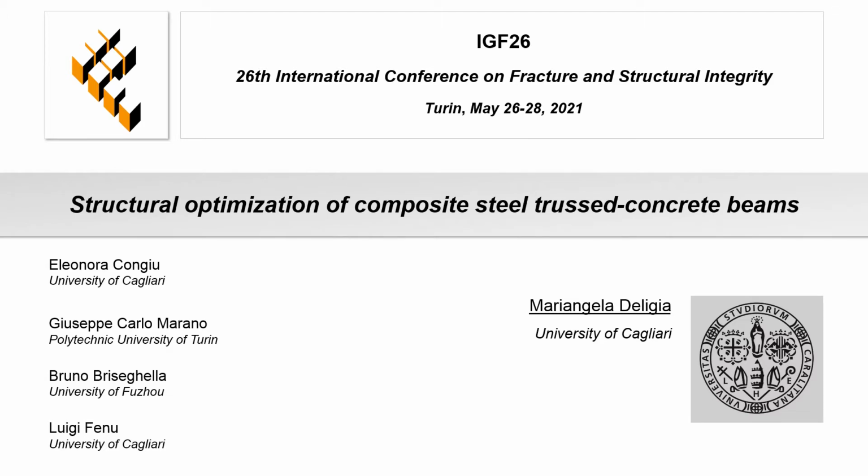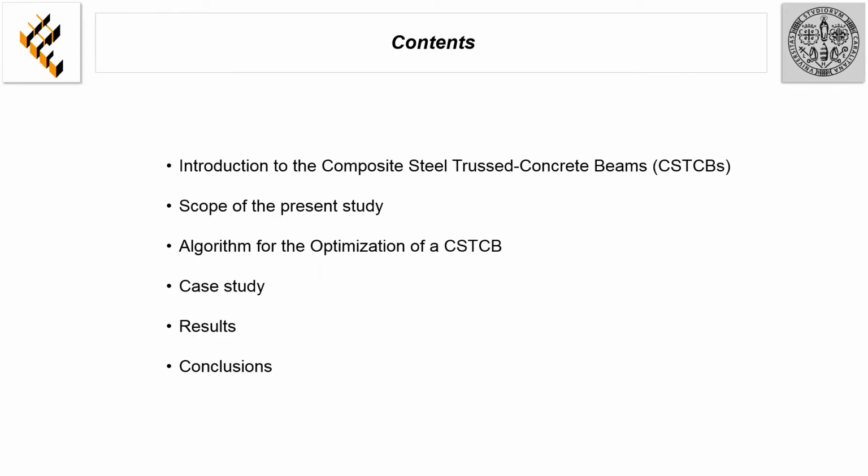In this presentation, I will talk about the structural optimization of composite steel truss concrete beams. During the presentation, I will first illustrate the composite steel truss concrete beam system and the scope of the present study. I will then introduce a MATLAB code for the optimization of this type of beams, and I will explain how the algorithm operates to find the optimal geometry. In addition, a case study is presented showing the application of the MATLAB code to a homogenized beam, and the results of this case study will be discussed.